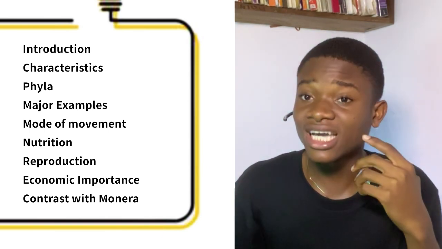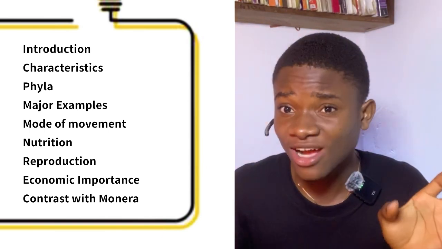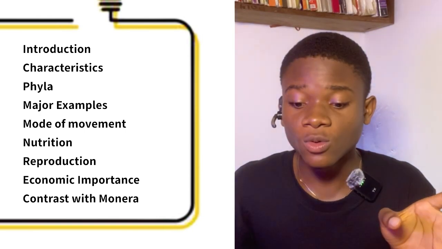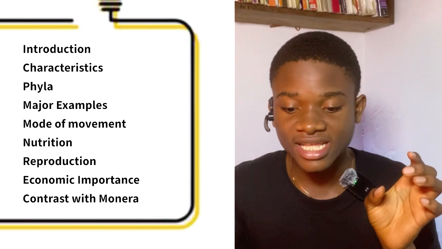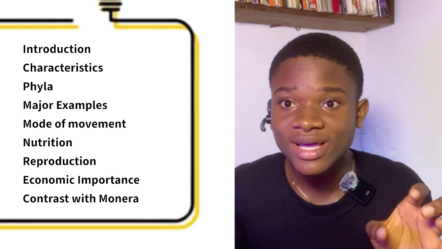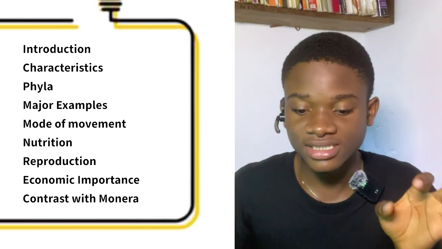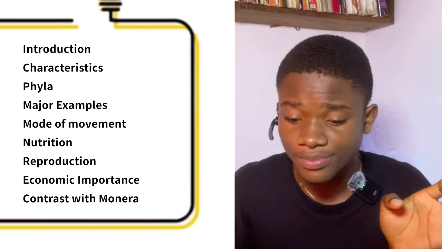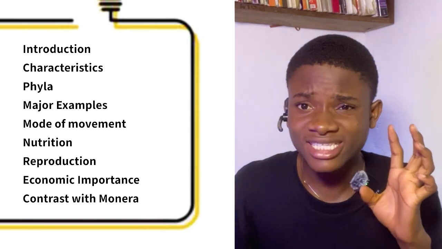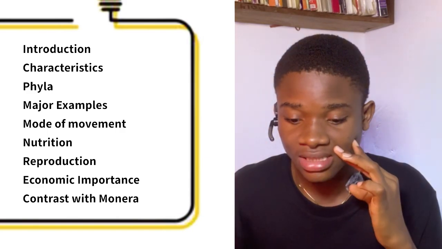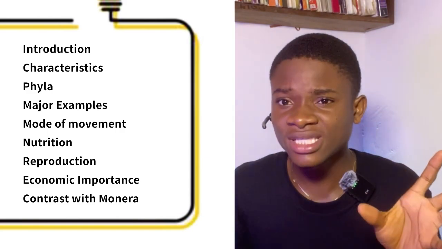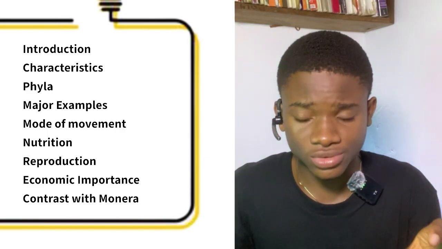You are going to know their phyla, that's the phyla under this particular kingdom. We will examine their major examples and describe each of them. Then we'll know the mode of movement of the protists. Then we'll know the nutrition in protists. Then we'll also know the reproduction and the economic importance. Then finally we differentiate between the Monerans and the protists.